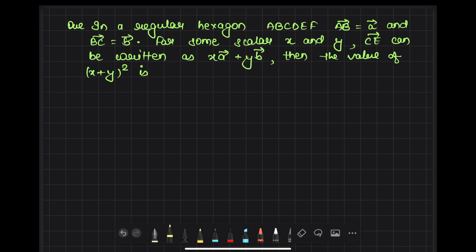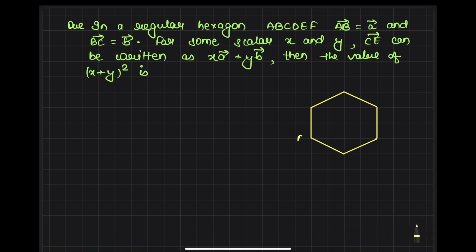So, we got a wholesome new problem which says: in a regular hexagon A, B, C, D, E, F. Okay, so we have a regular hexagon named A, B, C, D, E, F. Regular means what? Regular means all sides are equal.